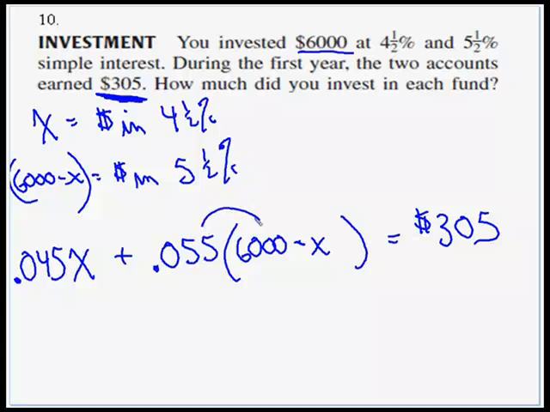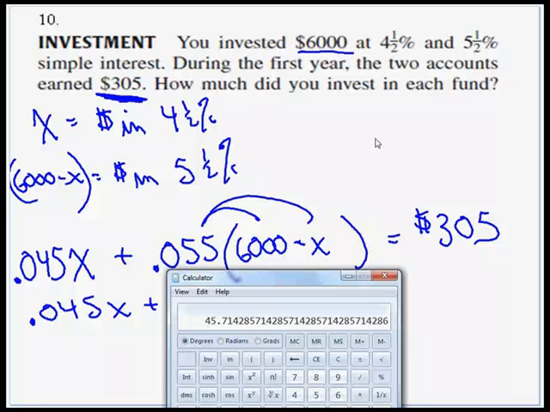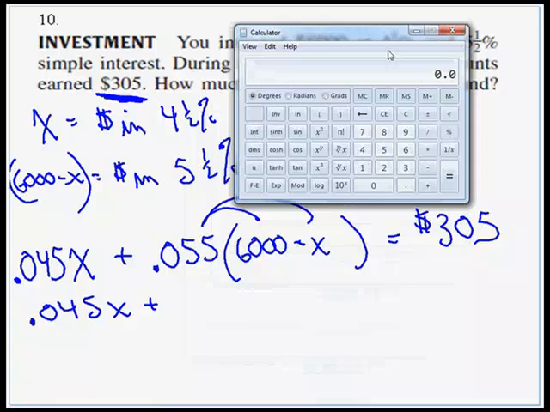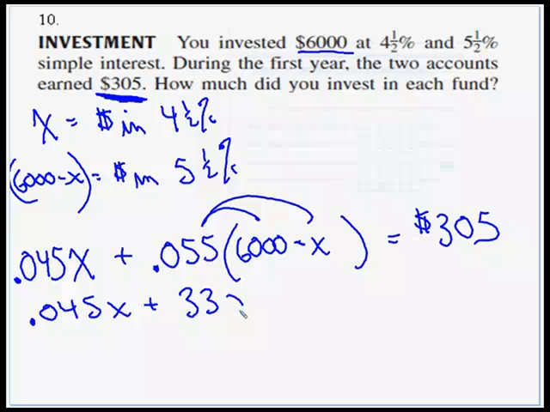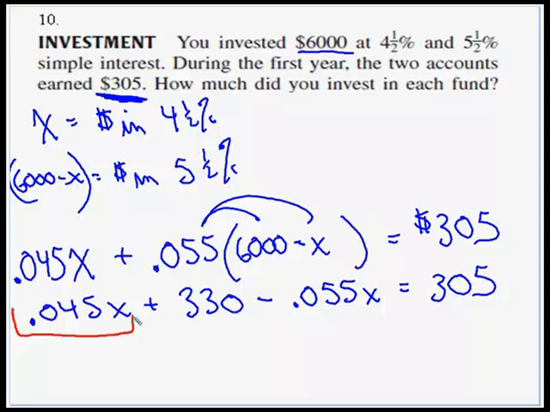So we got to distribute this 0.055. We have our 0.045x plus 0.055 times $6,000. 0.055 times $6,000 is 330. And then the 0.055 times the minus x is minus 0.055x equals $305. So let's combine like terms. 0.045 minus 0.055 is negative 0.01 equals.